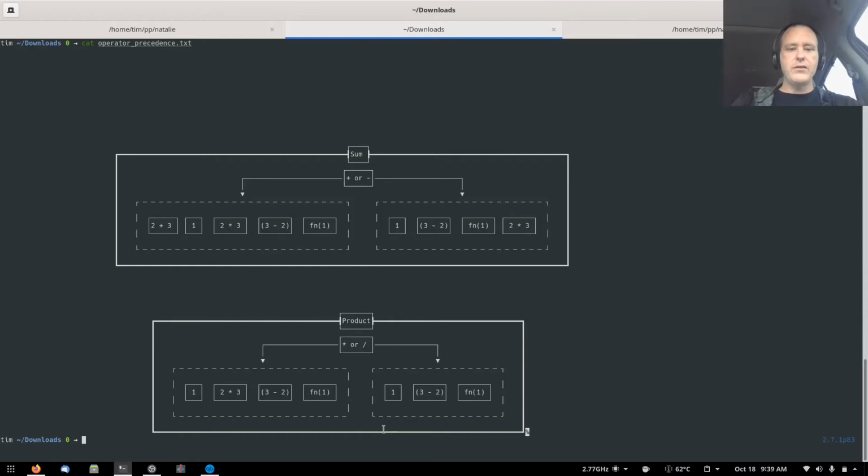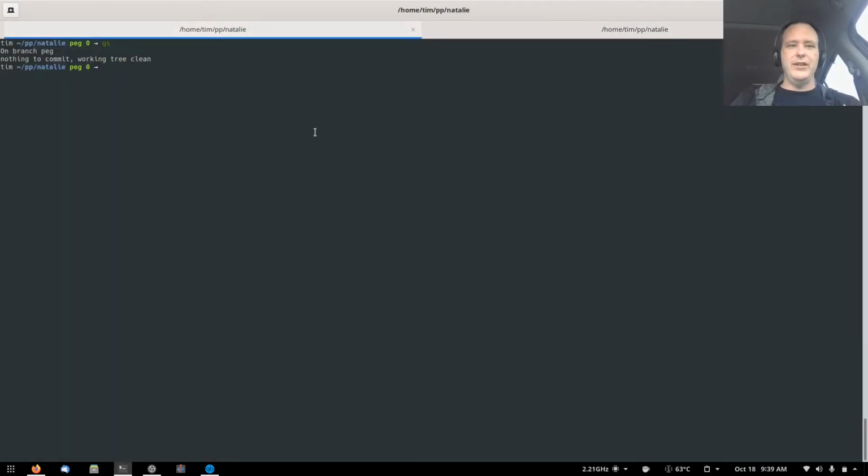Here's the product rule, which is obviously multiply or divide. You'll notice there is no plus or minus inside of here unless it is inside of parentheses. We're not going to get to the parentheses today, but we're just going to try to set up this sort of precedence. In terms of our parser, this sum rule would refer to the product rule on the left-hand side and the right-hand side, I think. So we're going to try to get this done today and see what we can do.